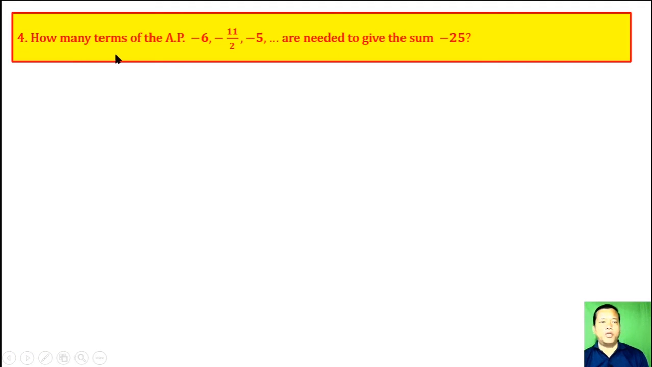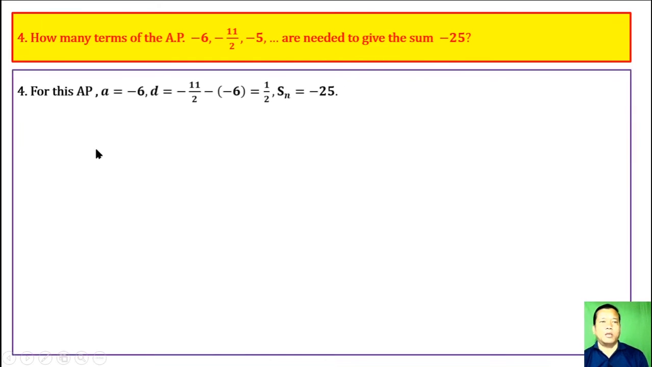Question number 4. How many terms of the AP minus 6, minus 11 by 2, minus 5 are needed to give the sum minus 25? For this AP, A is the first term, whose value is minus 6. The common difference is second term minus first term. We get half. Sn is given as minus 25.